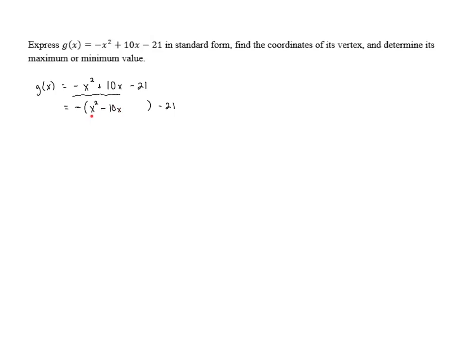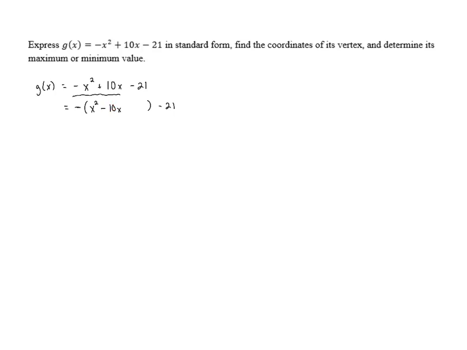Once we've done that, we have a situation where we've got x squared and then plus or minus some number times x, and we're now in a position where we can complete the square. We couldn't have done that when that negative was out front, outside the x squared. We need it to be outside of the whole part where we're completing the square.